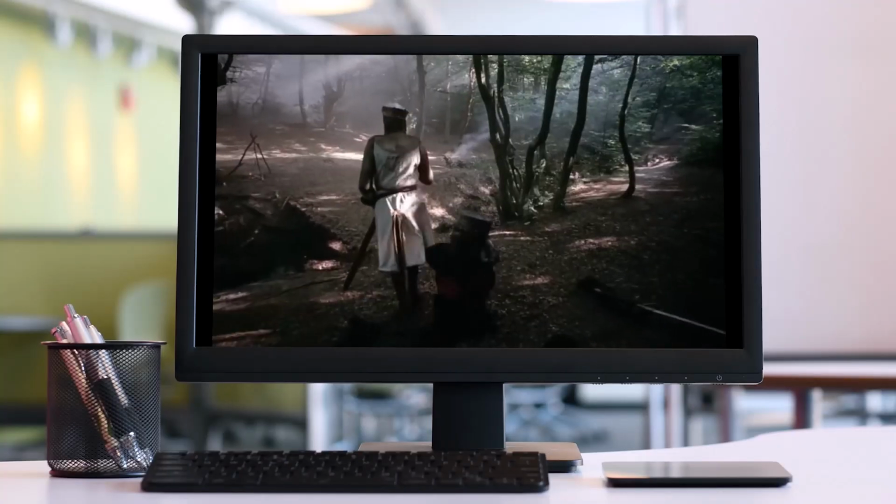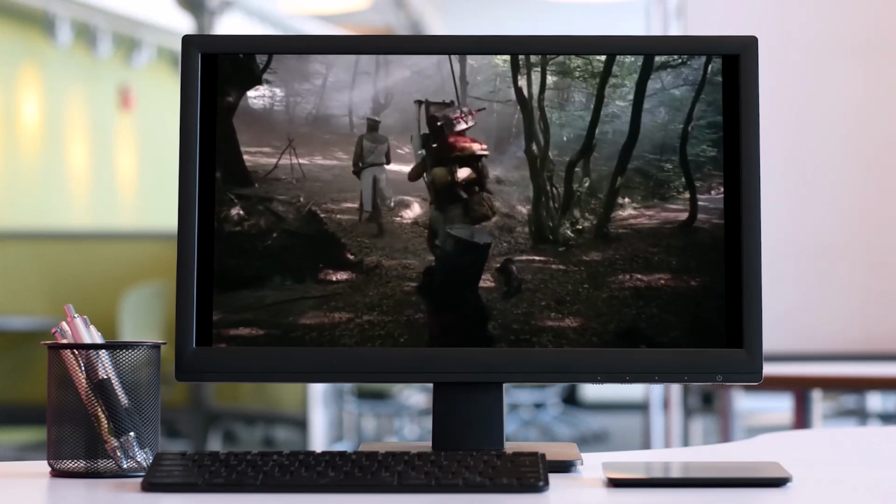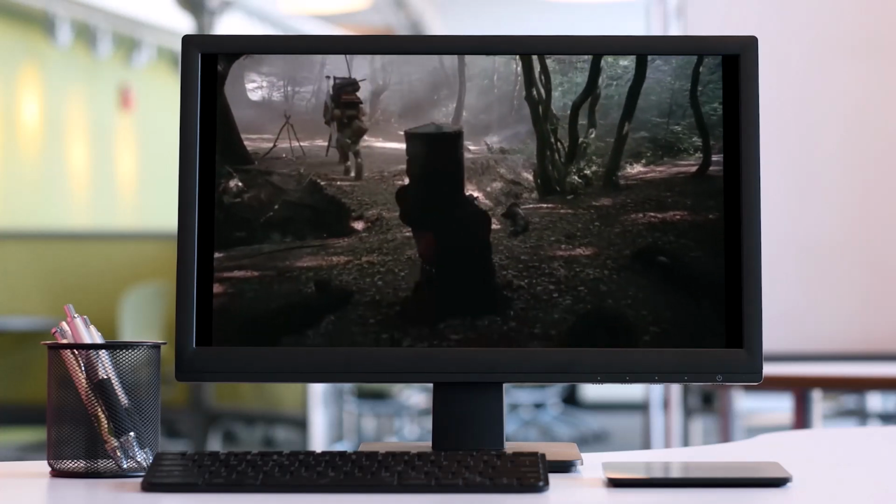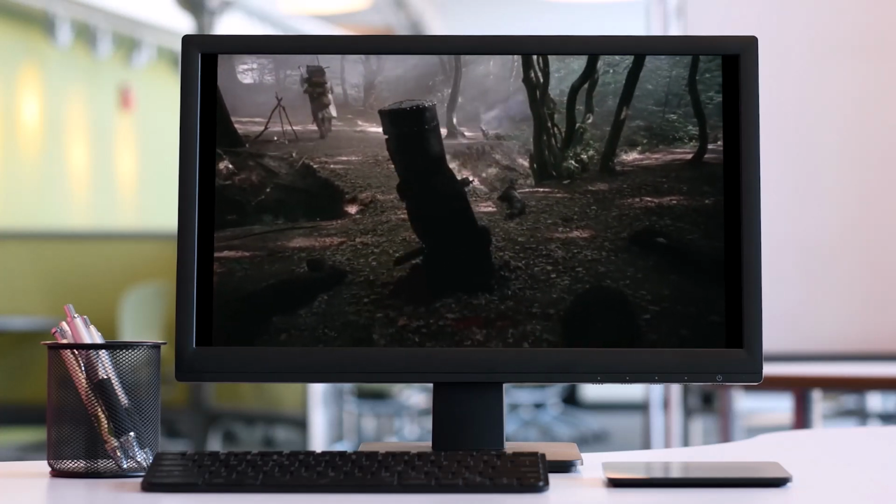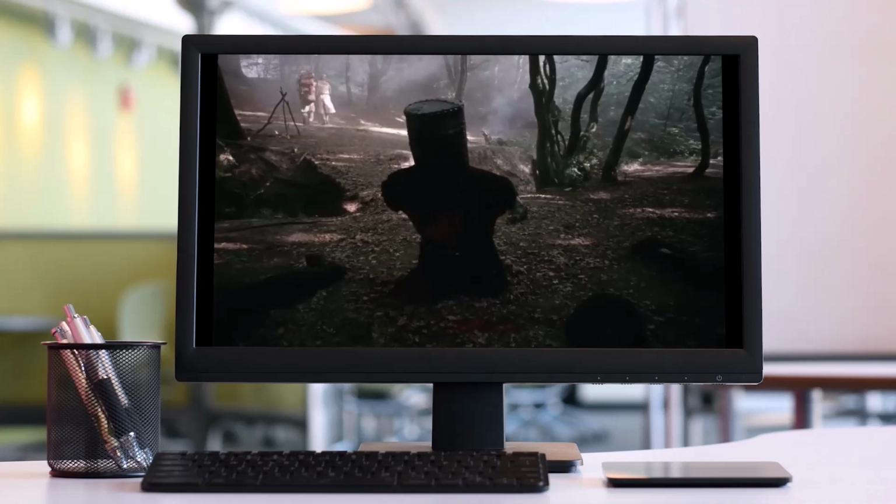Oh, I see. Running away, eh? You yellow bastards! Come back here and take what's coming to you! I'll bite your legs off!